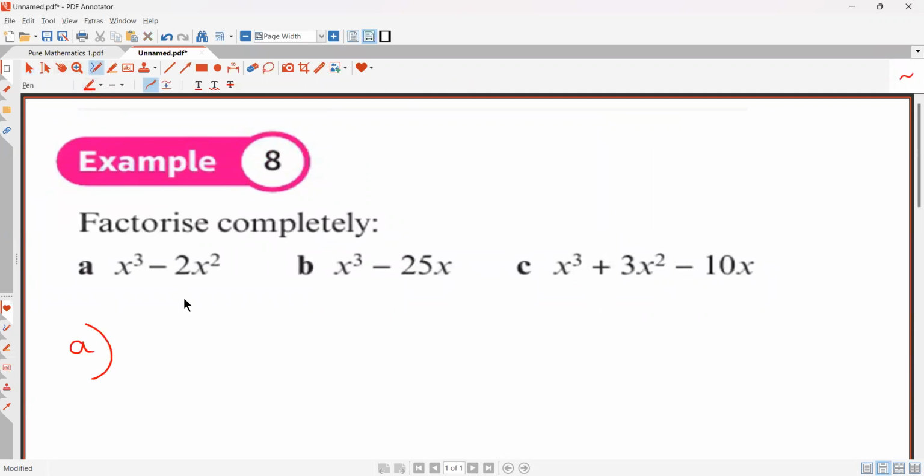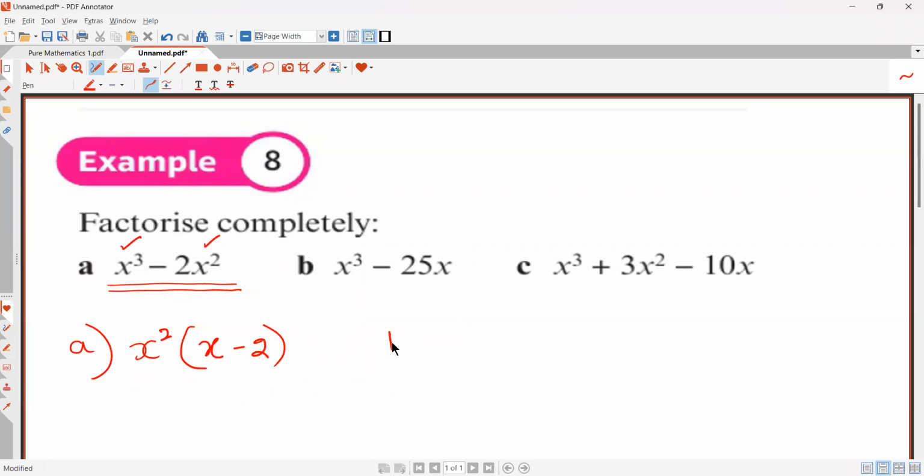A part, okay? They wrote x cube minus 2x square. So if I take x square common, look, can you see? I told you, the one with the power less, we can take that as common. X square is common. What is left? X minus 2. Can I go any further than this? No. So therefore, let it be like that only.